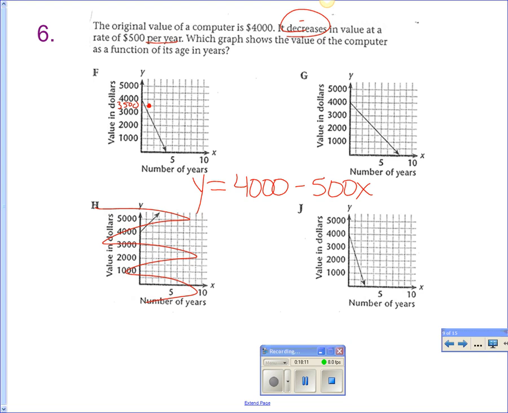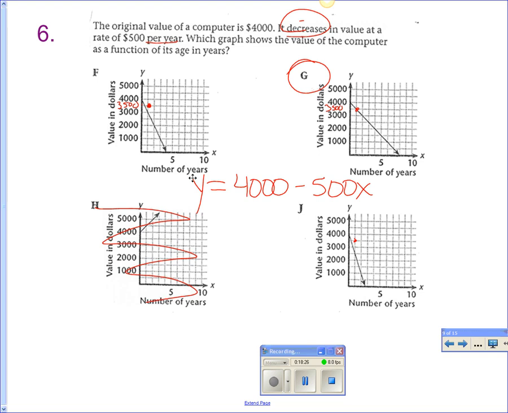So I know it's hard to see, but that one doesn't do it. This one, go down to 3,500 and over 1. Does this one work? Yeah. So G is the answer. And then this one doesn't work either. Okay. So those are kind of hard to see.